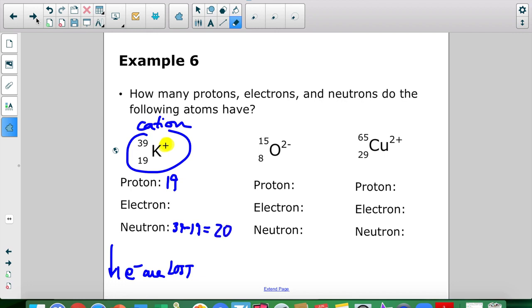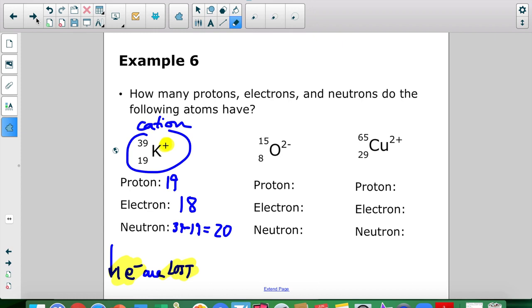And finally, let's go back to the electrons, okay? We said that the potassium has one positive charge, so one electron has been lost. That means that instead of having 19 electrons like the neutral atom would have, in this case it has 18 because it has one less electron than what the neutral atom would have. Remember, the neutral atoms have the same number of protons and electrons.